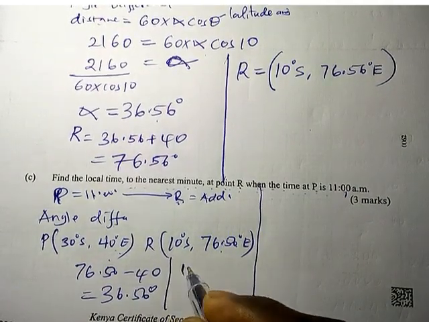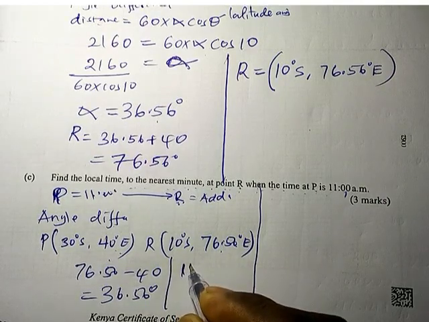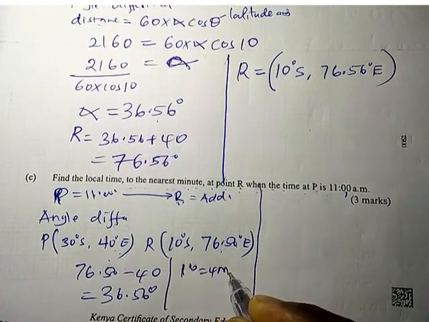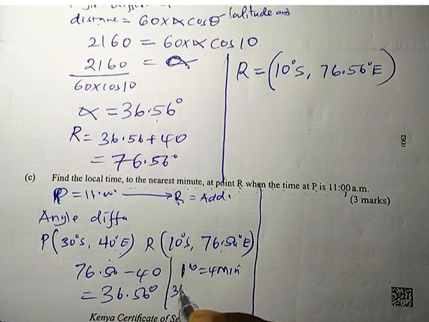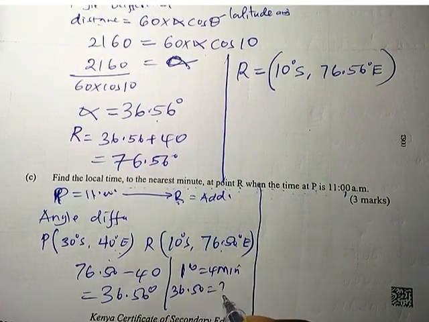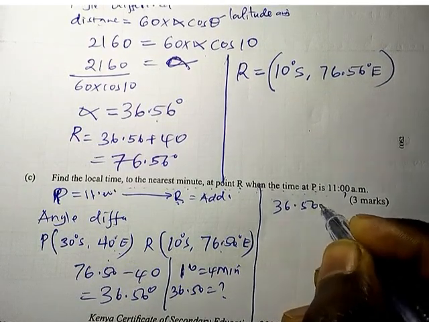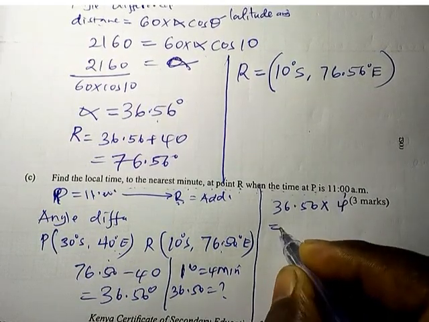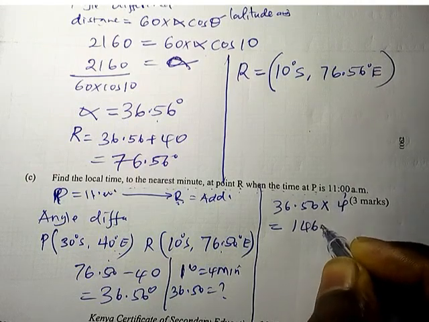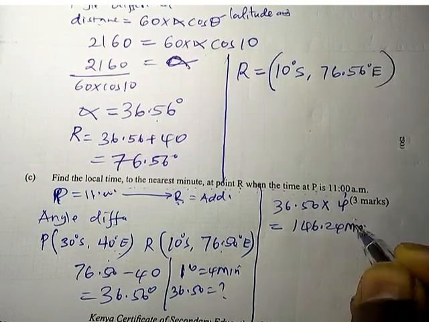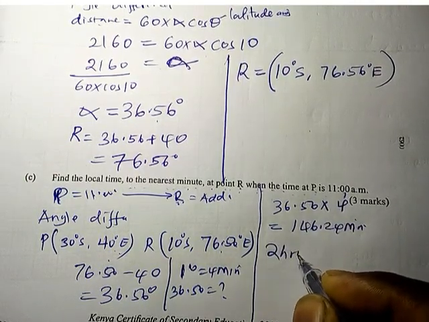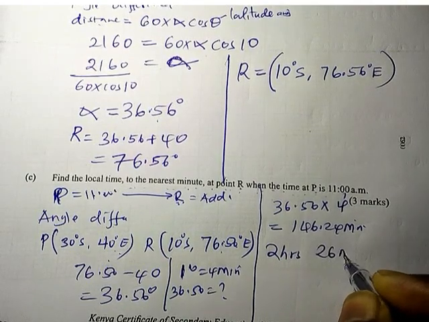But we know that 1 degree is equal to 4 minutes. So 36.56 will be how many minutes? It is 36.56 times 4. This will give us 146.24 minutes, which is the same as 2 hours 26 minutes.